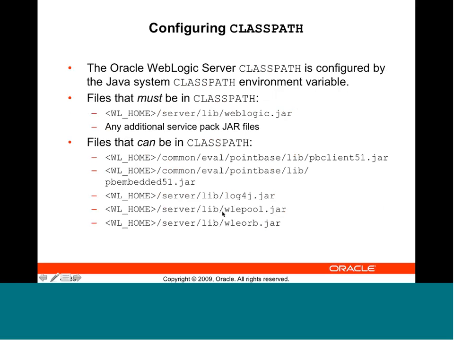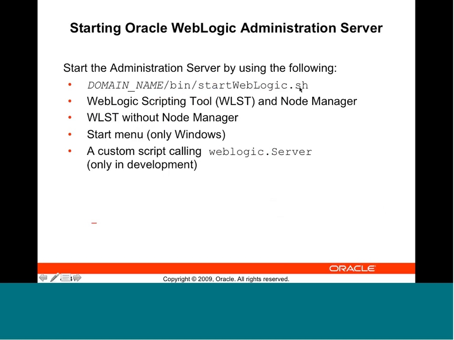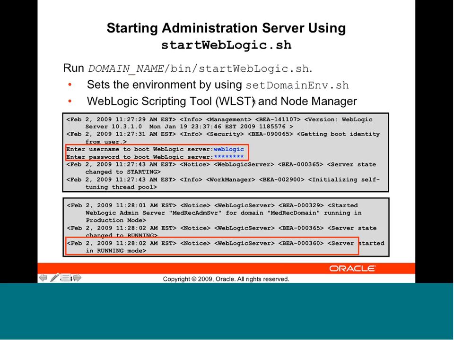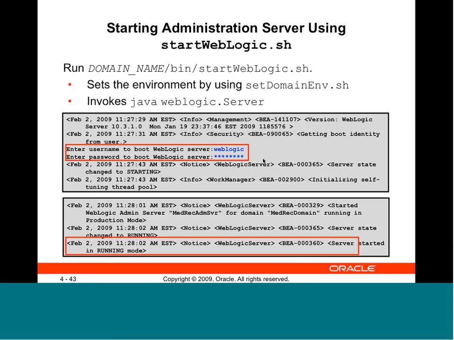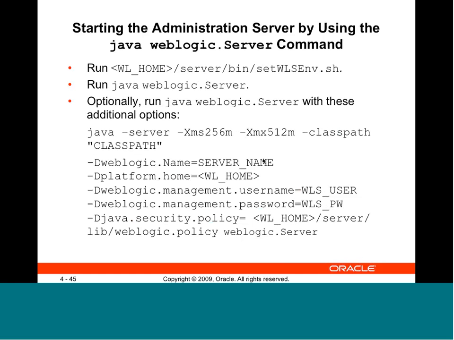Start by using weblogic.server or startWebLogic.sh. These two ways are there, by using a script or by using startWebLogic.sh. Once you start, it will ask you username and password, enter username and password, and wait for a message called server started in running mode. So now it has started your admin server. After your admin server starts, it will run an administrative application on a particular port. Default is 7001. You can launch that and you will get the administrative console, so that you can manage your application from there.